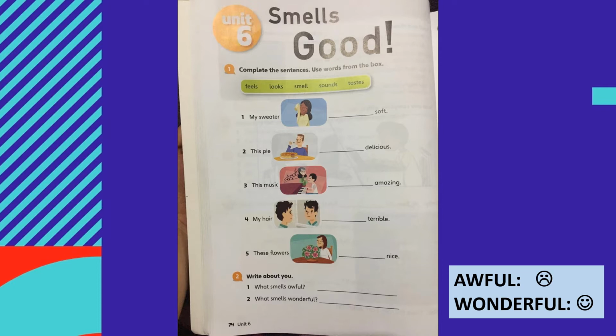In exercise number 2, you're going to answer the questions with the information that you want and that is real for you. For example, for you, what smells awful? That is similar to something bad. And in number 2, what smells wonderful for you? For example, what smells good for you?